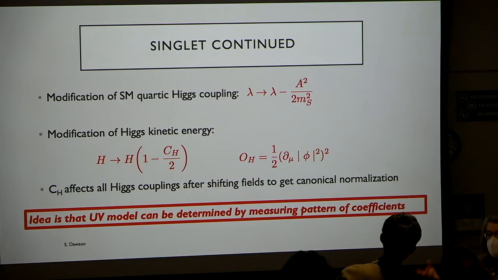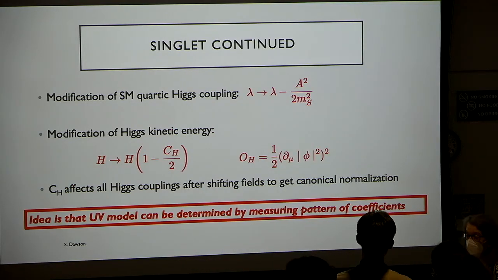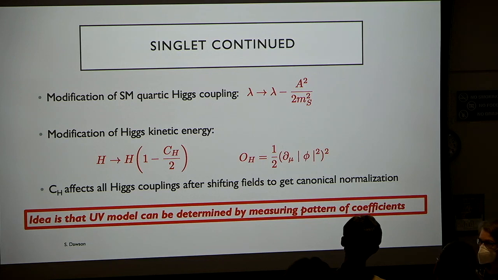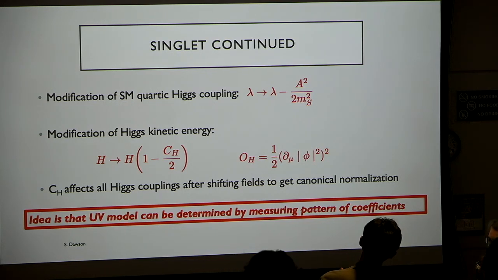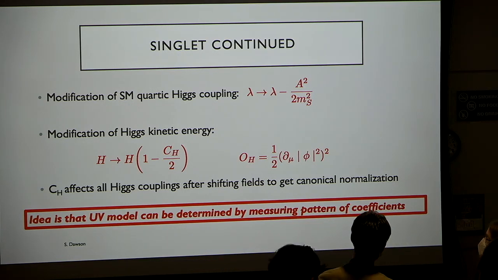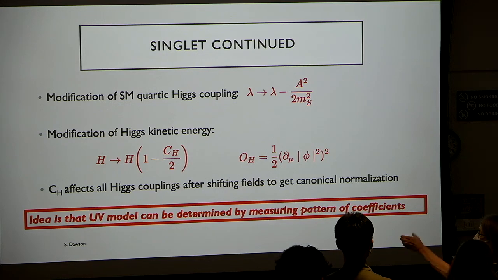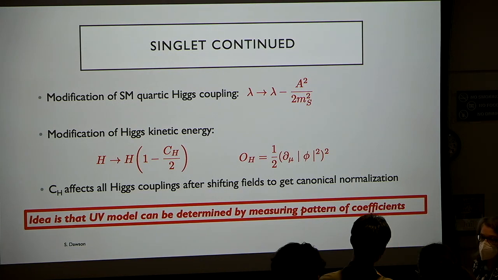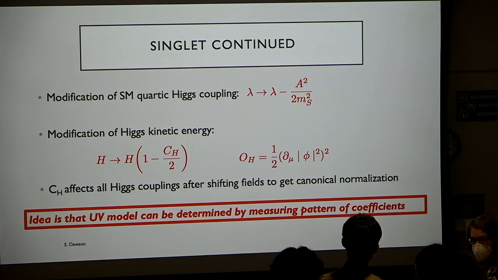If I integrate out the singlet, I get a correction to lambda, a squared over ms squared. It doesn't mean that lambda really becomes negative. This is the quartic coupling, and it gets an extra contribution. Remember, we're thinking about ms going to infinity in this, so it's just a small shift. It's there, but it's small.